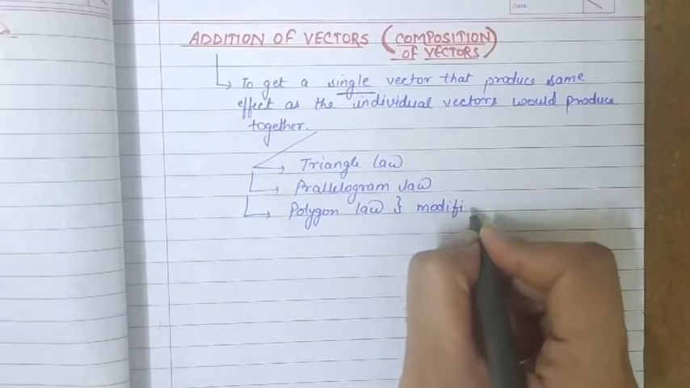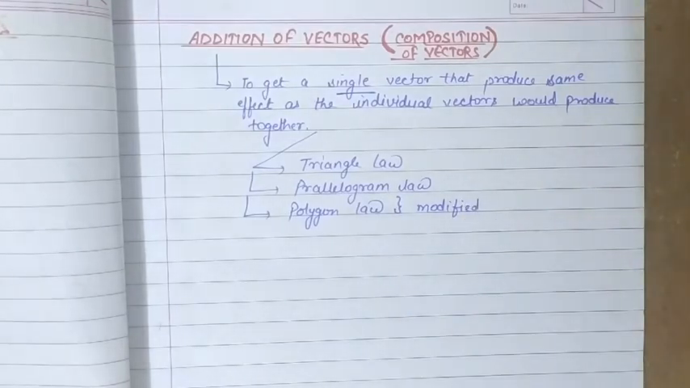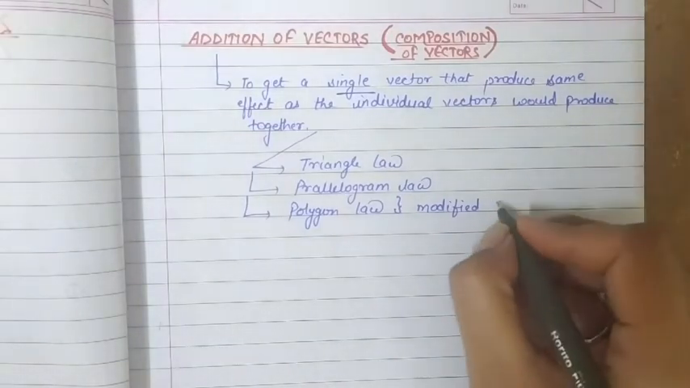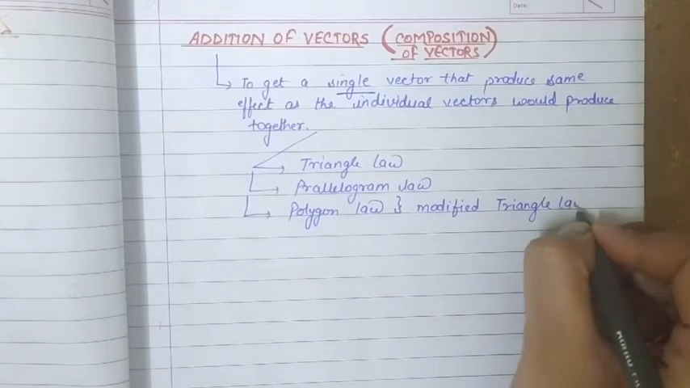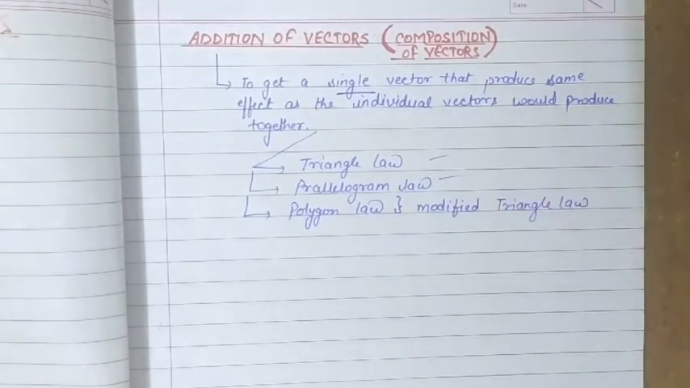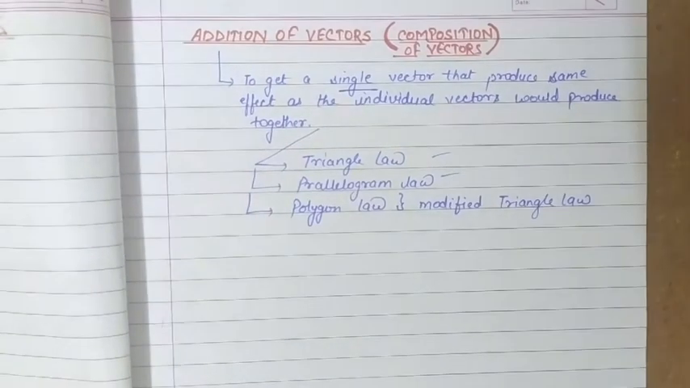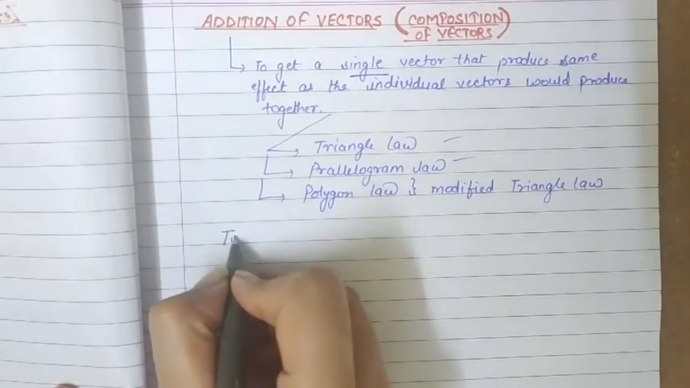When we have a number of vectors and we are applying triangle law for that, then it is called polygon law. It's something like that. So basically we have to study these two laws. First is triangle law and the second is parallelogram law that we have to study for addition of vectors. So let's start with the first one. First law is triangle law of vector addition.